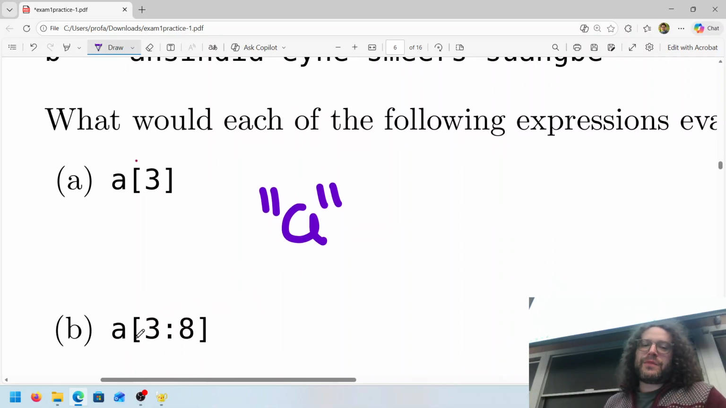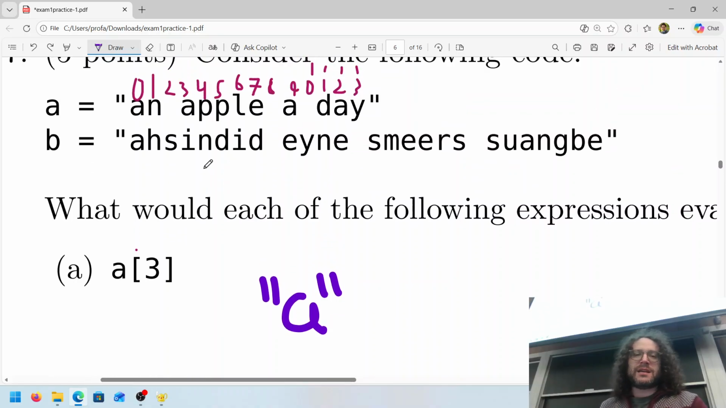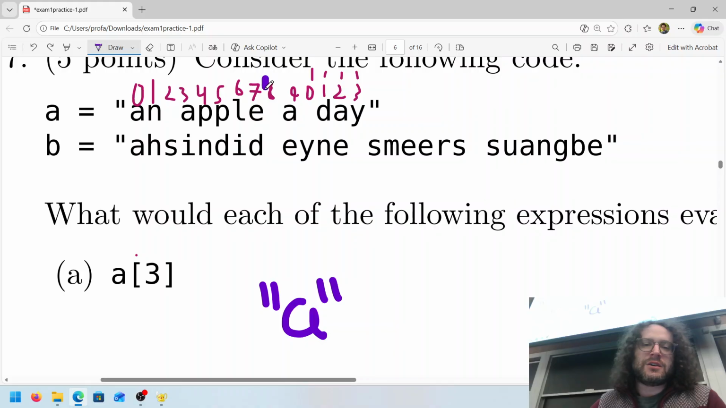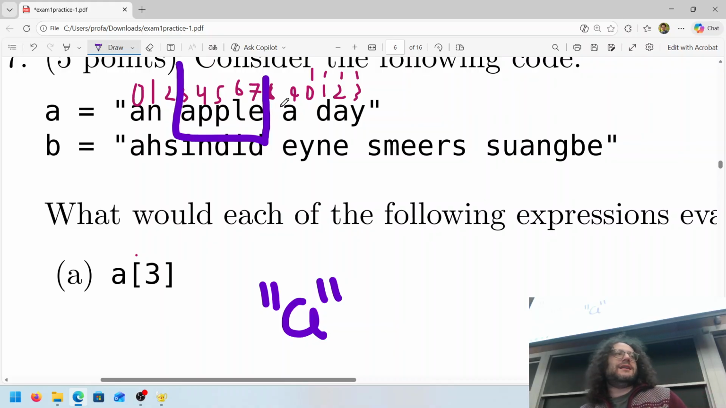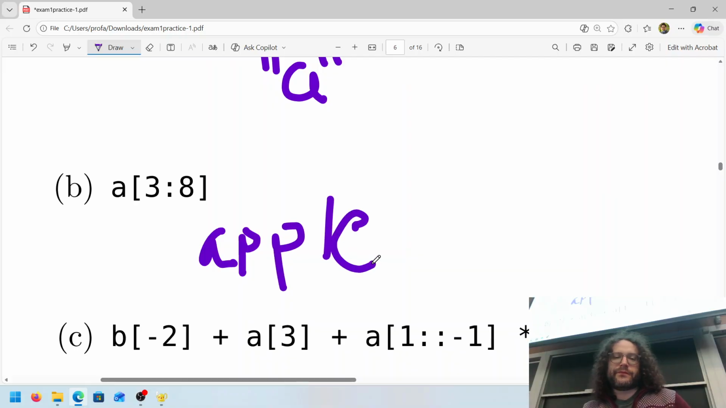Now, the slice 3 to 8. Now remember, slice notation works the exact same way as range, so we start here on the first one, and then we go up to, but don't include the second, which is 8. So start at index 3, go up to, but don't include 8, which is fairly straightforward since 3 up to not including 8 is apple, right? Don't have to worry about B yet because we haven't asked a question about B, right? And apple a day. So go up to but not including 8. So we're going to do apple. Right?